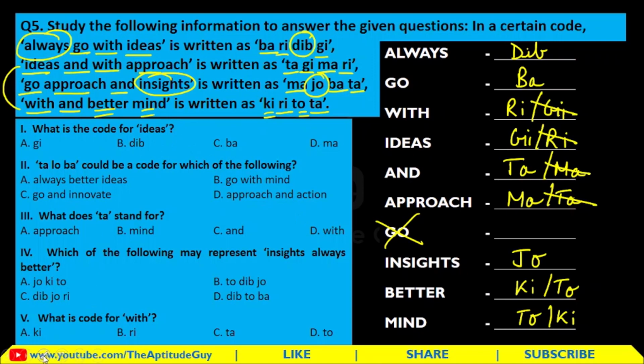Now we just need to mark the answers. Let's do that. What is the code for ideas? Ideas is G. So the answer is option A.